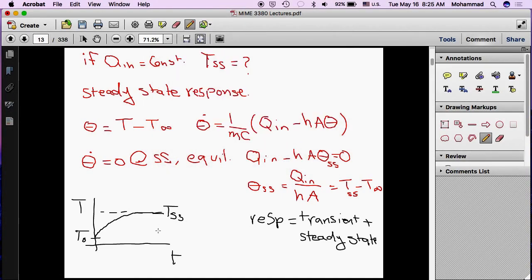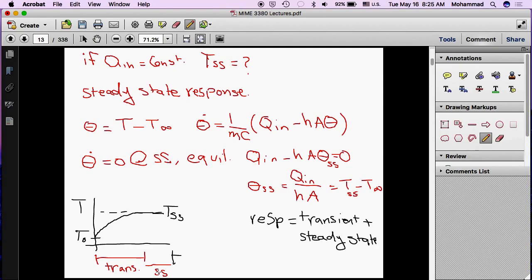Okay, so if you want to identify this portion, it would be the transient portion. And anything from here onward is the steady state portion of the response.